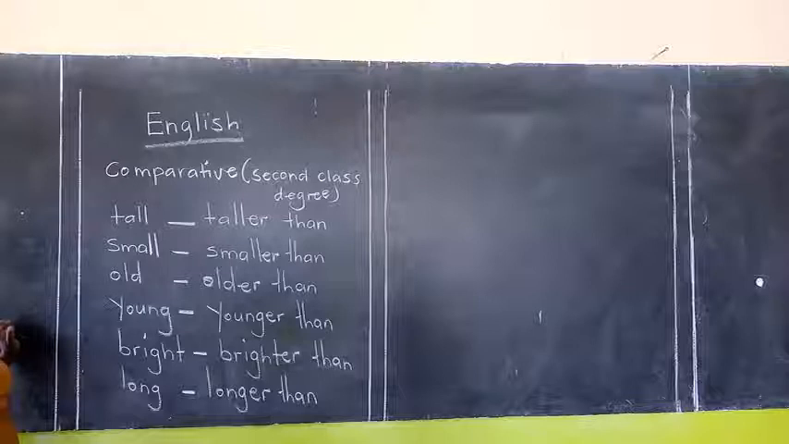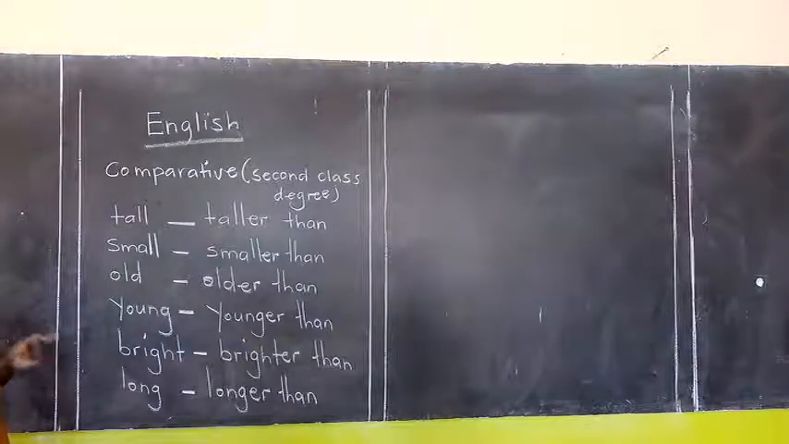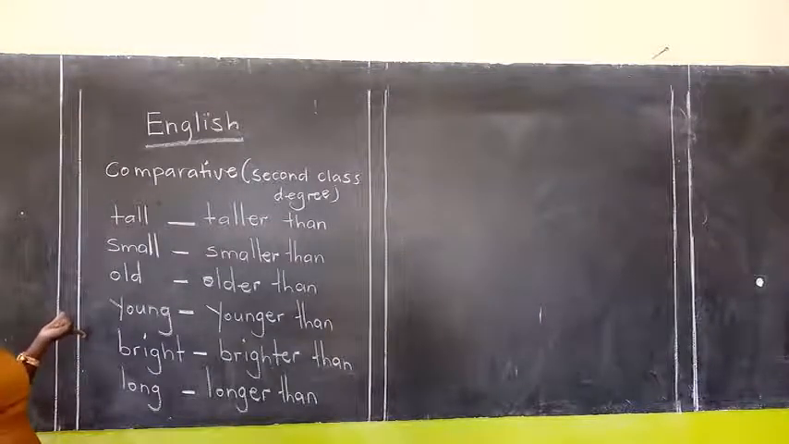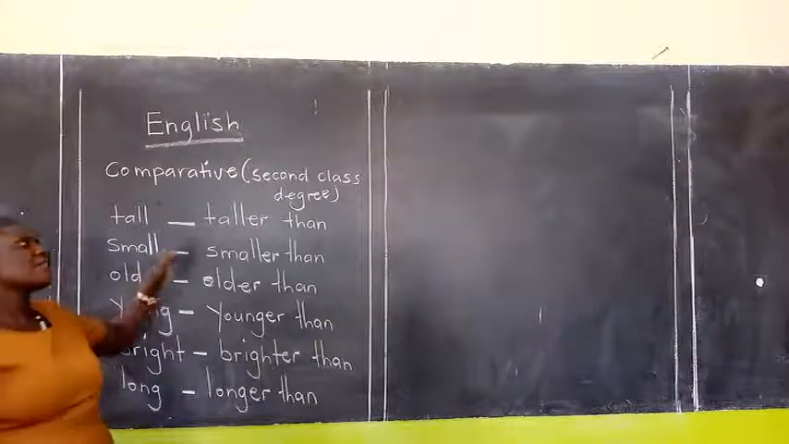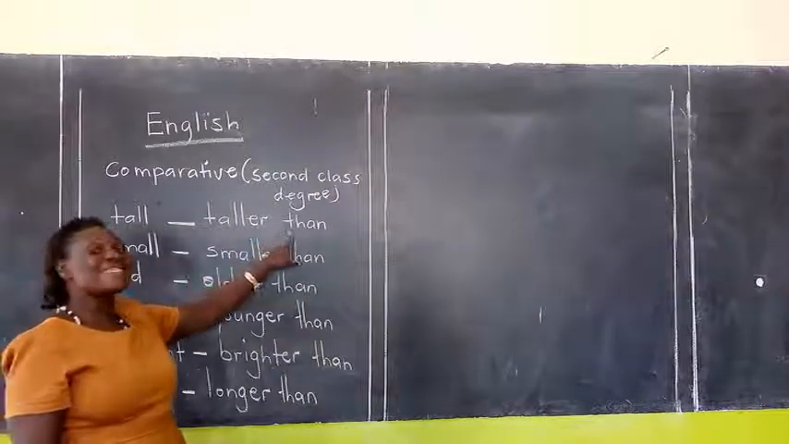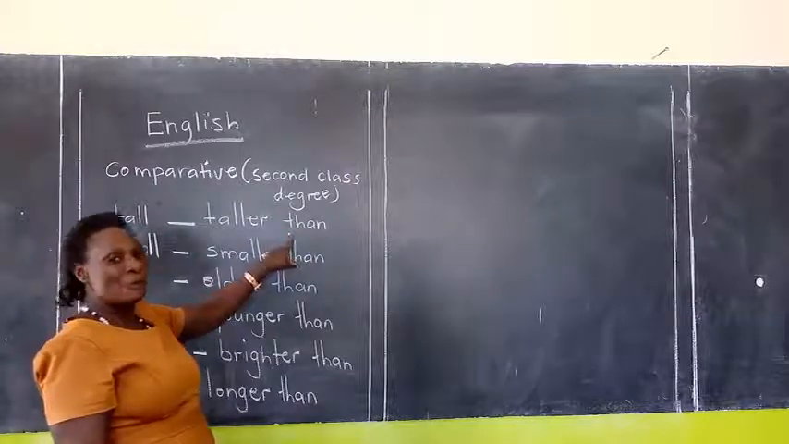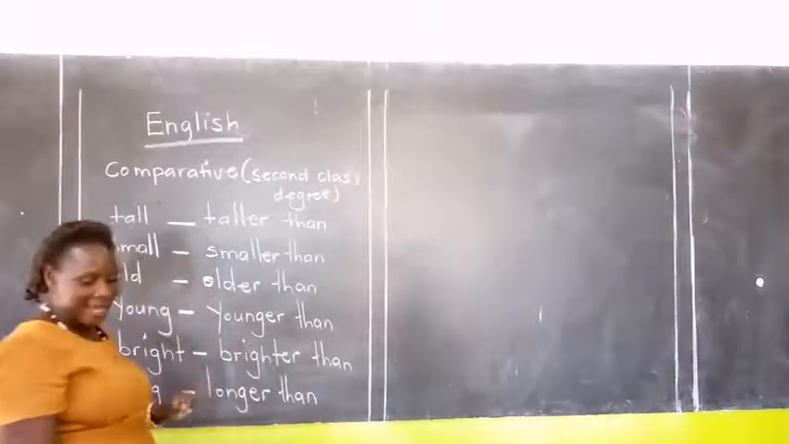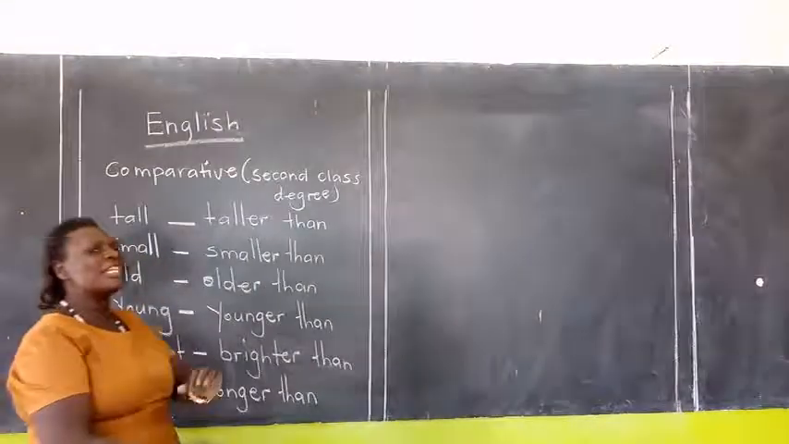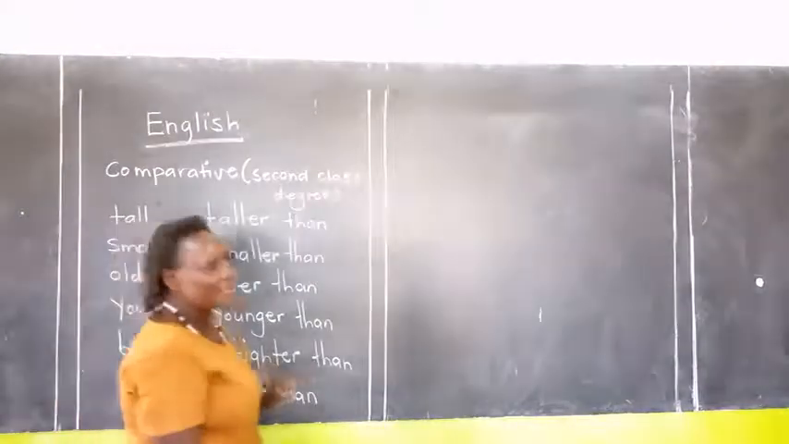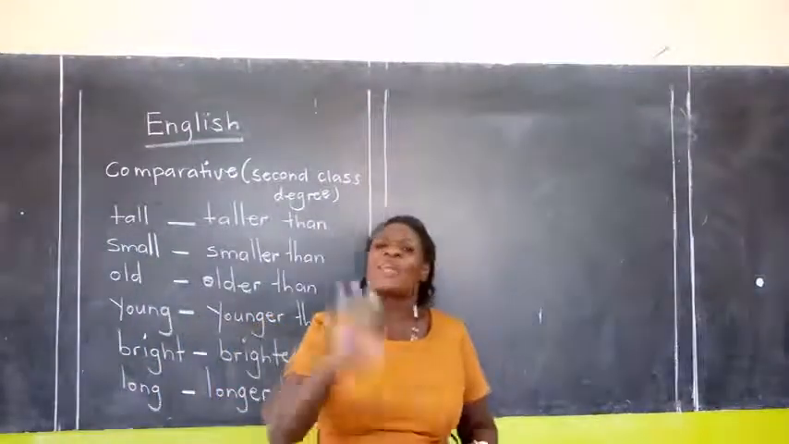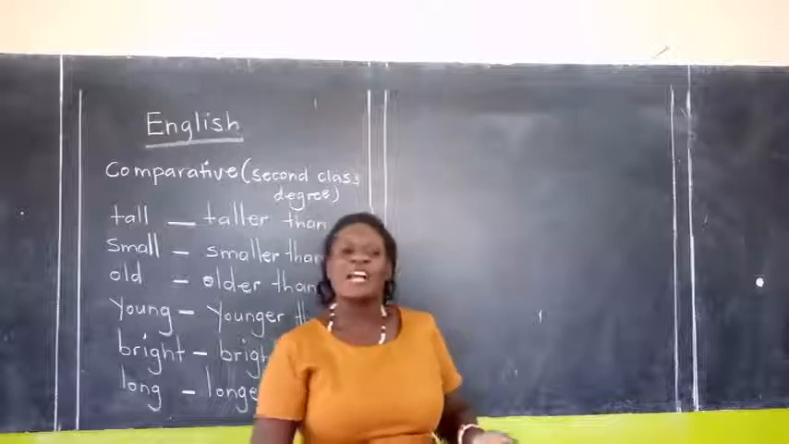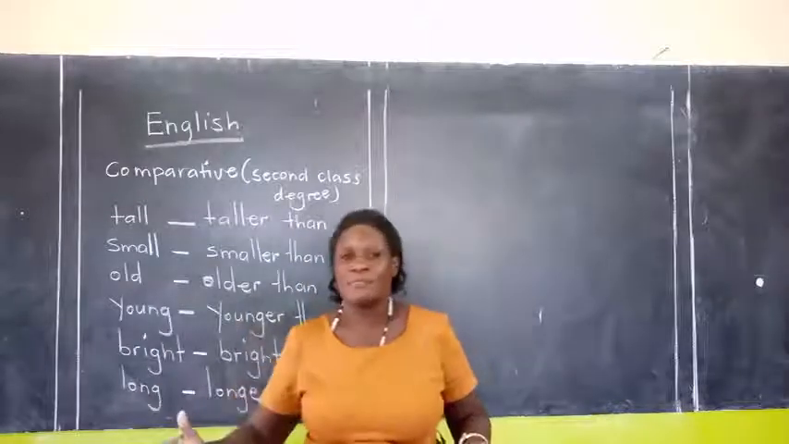I told you that with the comparative, with the second class degree, we add ER to the adjective. And with the second class degree, we always have to put than after the comparative. That is what we looked at. Now, we want to deal with the three. Before categorizing which one changes how, let us look at the three classes. Then after that, we shall begin grouping them.